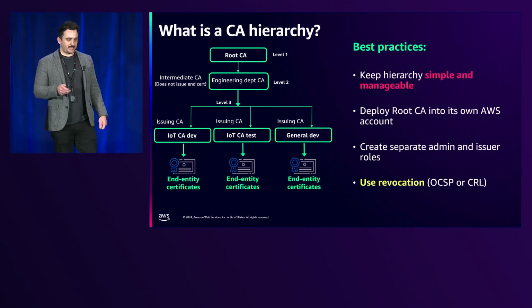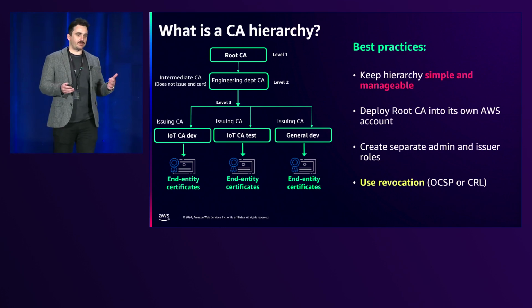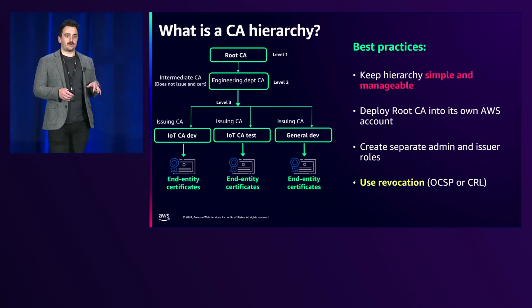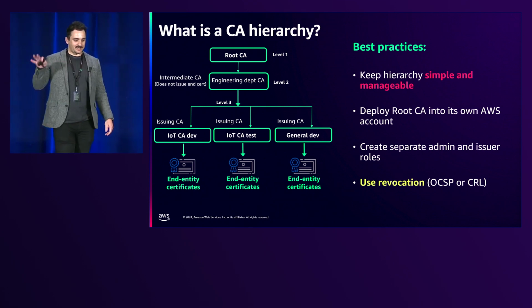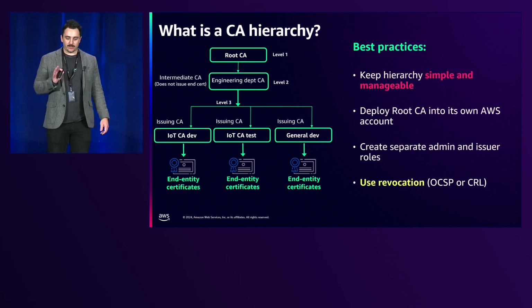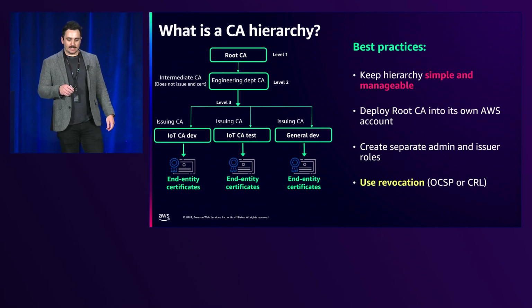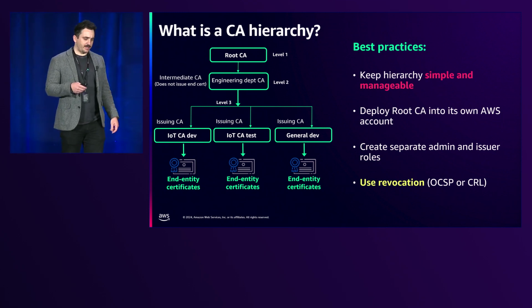So let's talk about some best practices while we're here. In AWS and in general, you generally want to keep your root certificate authority offline or as far away as possible from the rest of the network and identity and access management blast radius. So in AWS, you want to keep your root certificate authority in its own AWS account. Then you also want to employ things like certificate revocation.